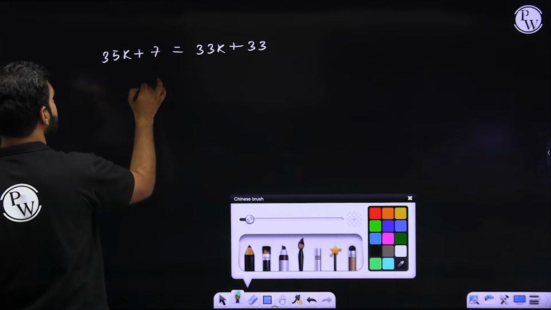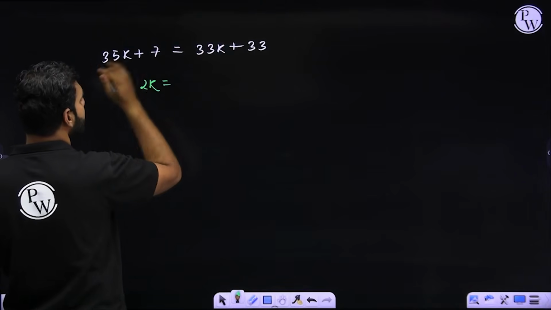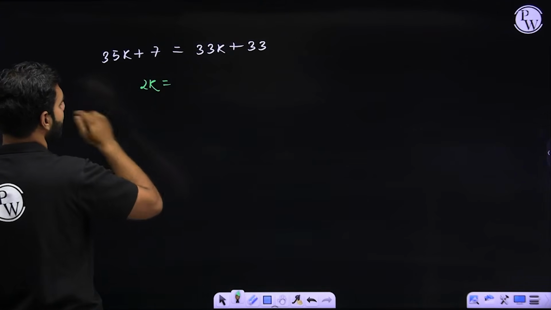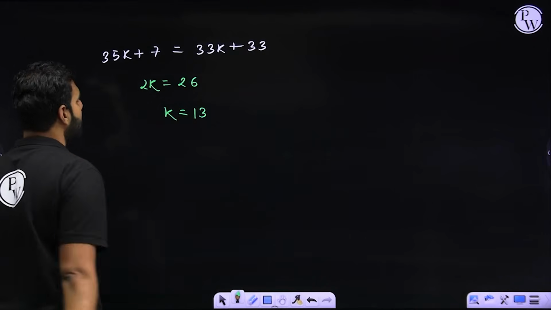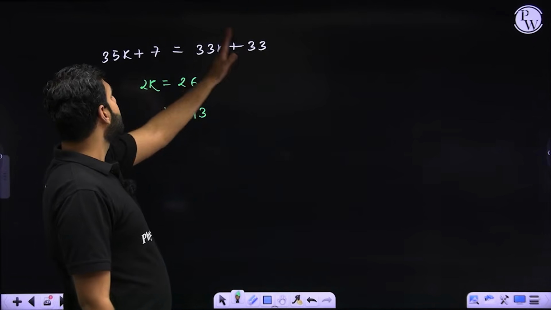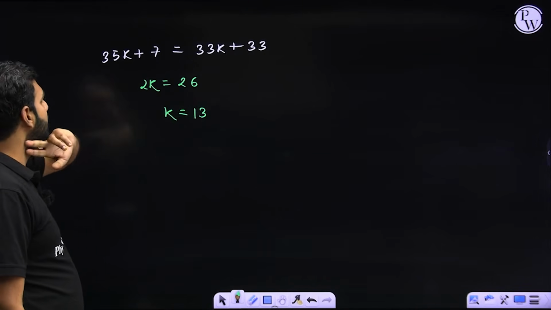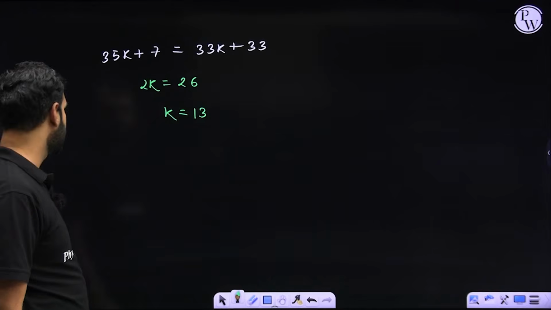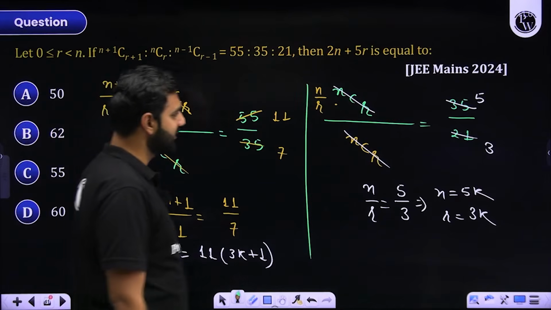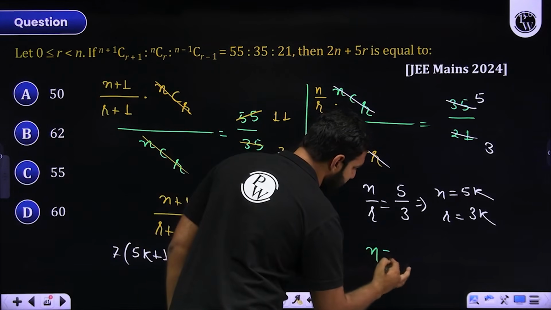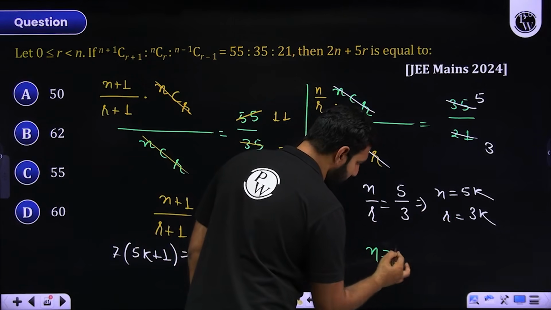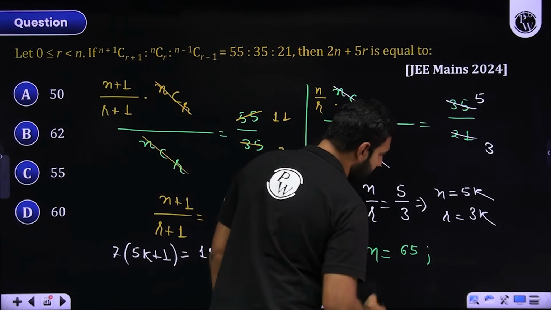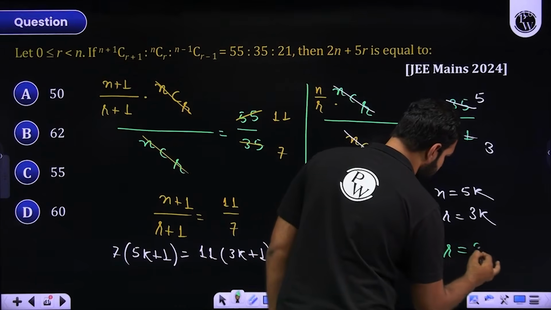35 minus 33, that is 2k, and 33 minus 7, this should be 26, I believe. Yes. So we have gotten the value of k as 13. Let me just cross check it once again. 33 minus 7, 3 and 4, that is 26. This is 2, so 26 by 2 is 13. So k we have received as 13. So I think I'll have n as 13 into 5. 13 into 5 is, I think, 65, half of 130. Yes. And 13 into 3, which is 39. So r is going to be 39.